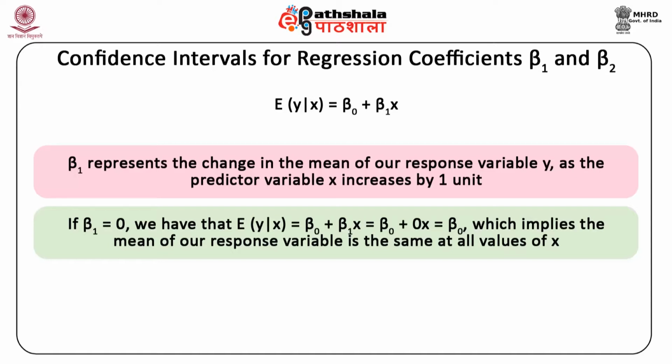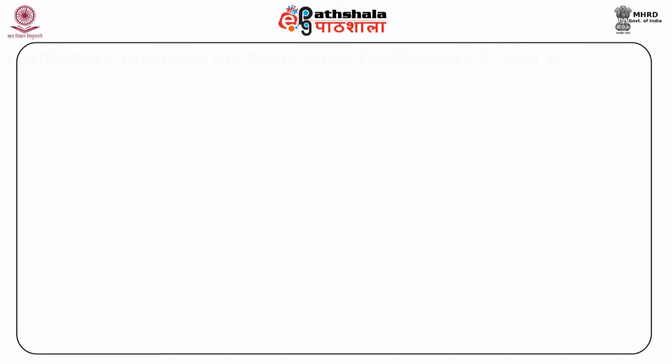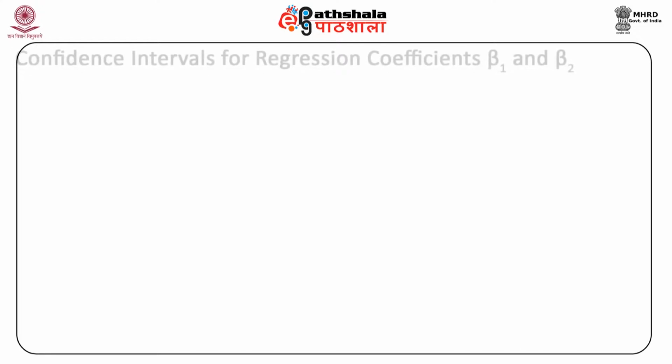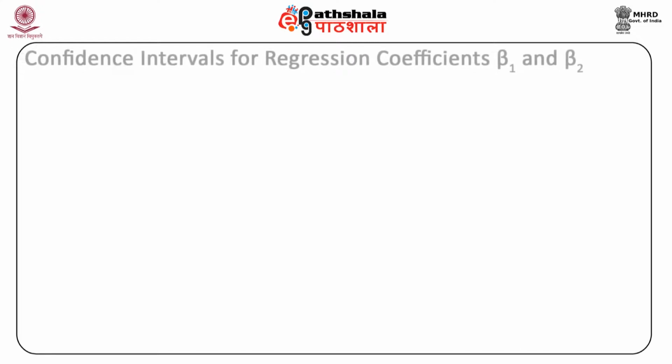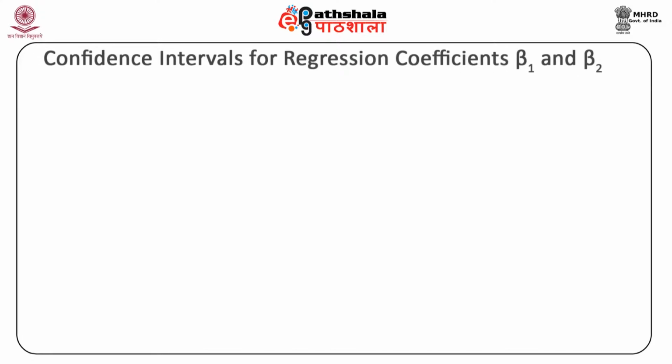In the context of the coffee sales example below, this would imply that the mean sales are the same regardless of the amount of shelf space. So a marketer has no reason to purchase extra shelf space. This is like saying that knowing the level of the predictor variable does not help us predict the response variable.